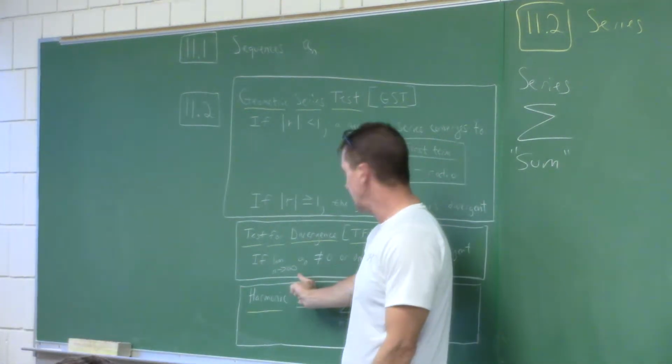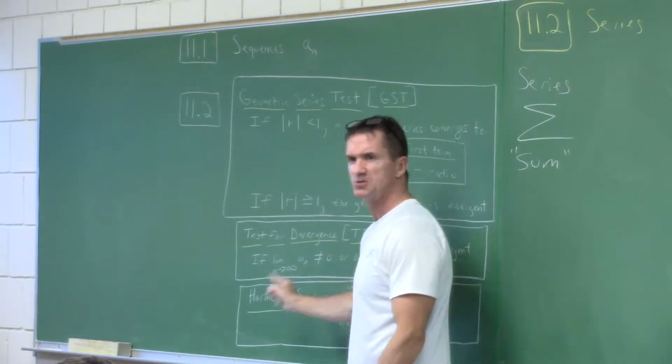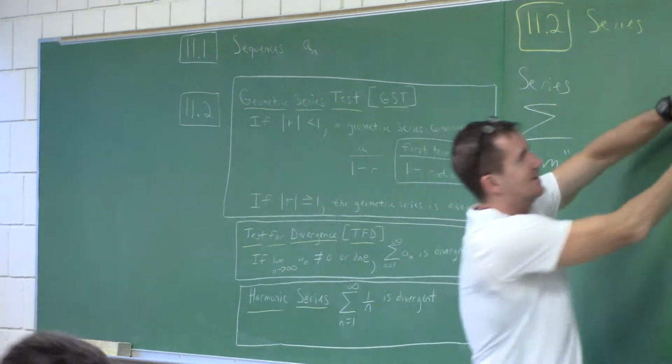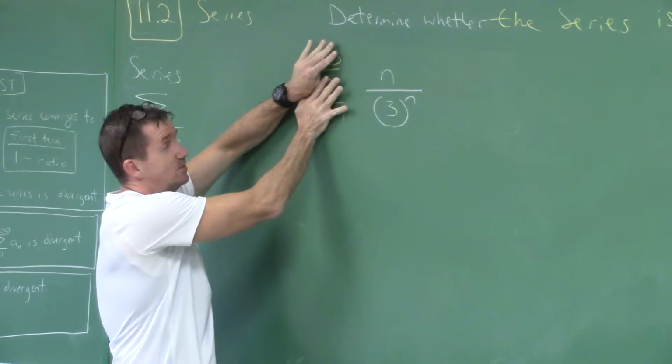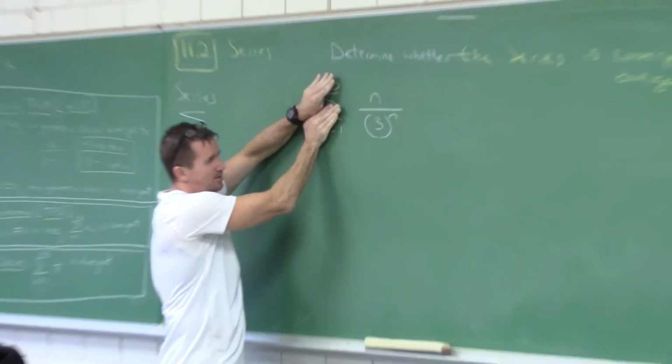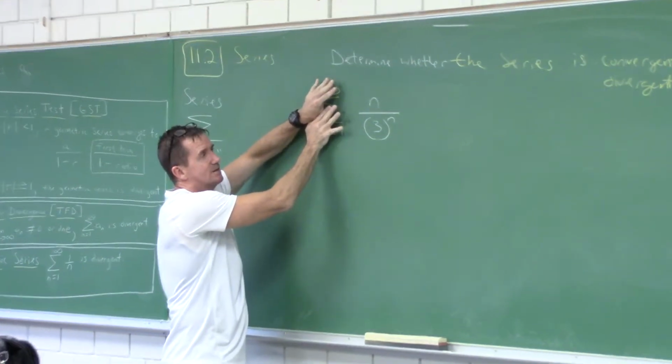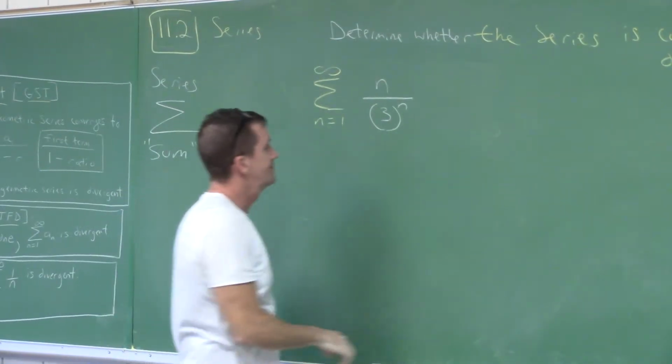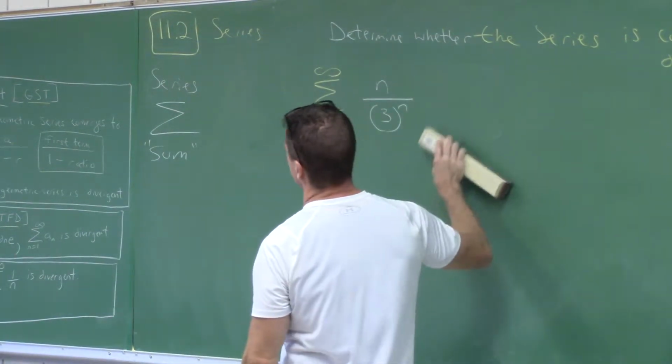If the limit of the sequence, notice that doesn't have a summation here. Where's the sequence? That's the sequence. Everyone see that? So make a note, that's the sequence. If the limit of that sequence right there is not equal to 0, then the series is divergent.